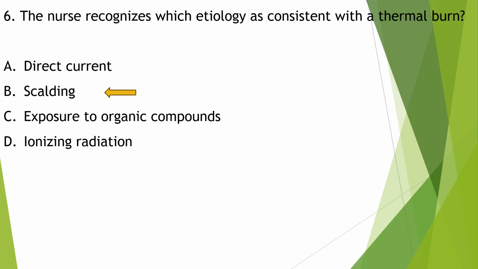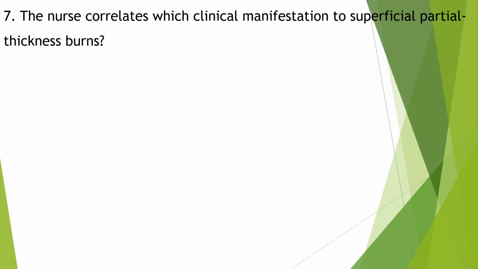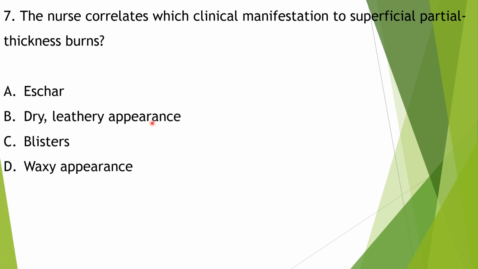Radiation burns are associated with industrial use of ionizing radiation, nuclear accidents and therapeutic radiation treatment. The nurse correlates which clinical manifestation to superficial partial thickness burns. A scar, dry leathery appearance, blisters, waxy appearance.